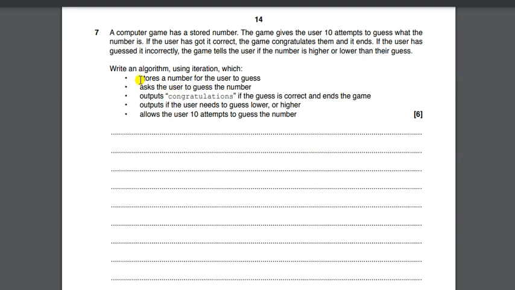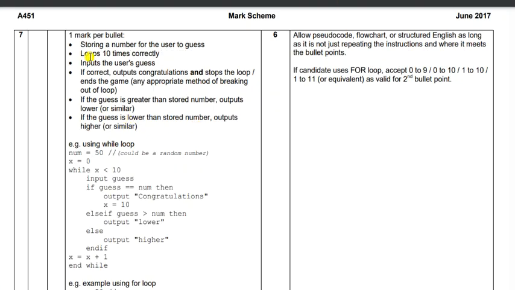So what will be there? The game will store one number by default. Then it will ask the user to guess the number, and then it will output congratulations. Then if the user is unable to guess it, then whether a higher or lower number has to be entered, and in total the loop should execute exactly 10 times. So when we look at the solution, this question is for 6 marks. So let us look at the solution.